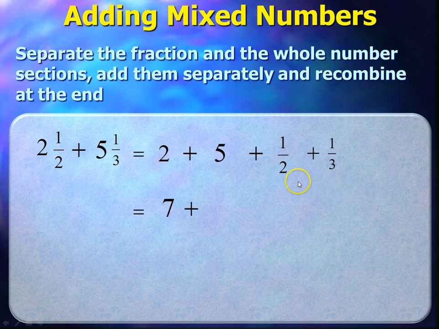And we know that the common denominator of 1/2 and 1/3 is 6. And we know that 1/2 equals 3/6 and 1/3 equals 2/6. So we know that the answer for what is 1/2 plus 1/3 is 5/6. So our answer then is 7 and 5/6.